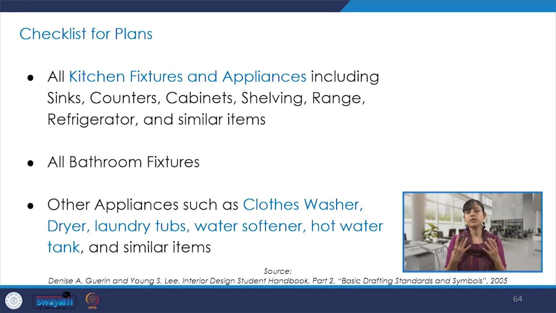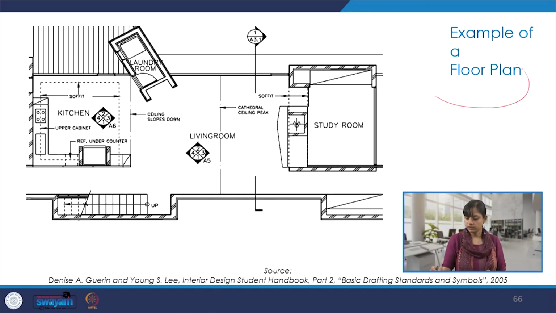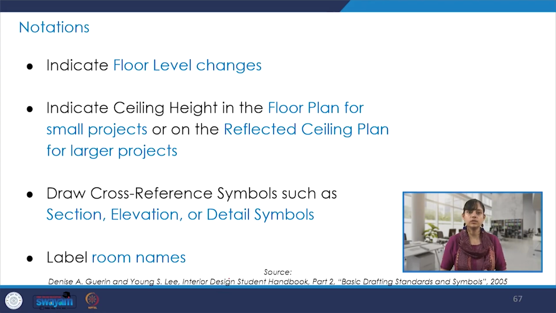If there are very, very particular details regarding fixtures and appliances and equipment, especially relating to kitchen and bathroom, etc., those kinds of details. If there is any sort of a built-in interior feature, or if there is any kind of a customized detail that we have put in place, then the dimensions and notations, all of these have to be sent. This is one example of the floor plan. We had a detailed discussion when we were talking about plans during one of the lectures this week. We did talk about notations and why they are important, especially for interior design drawings.